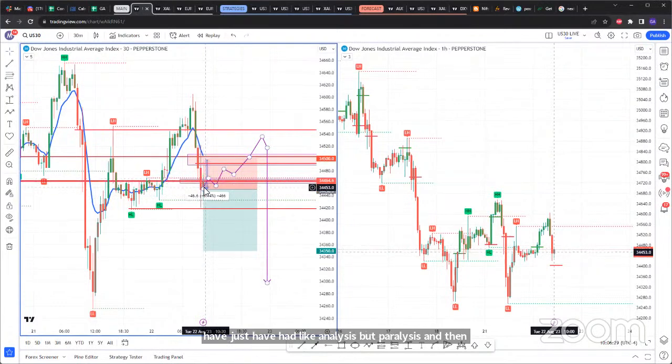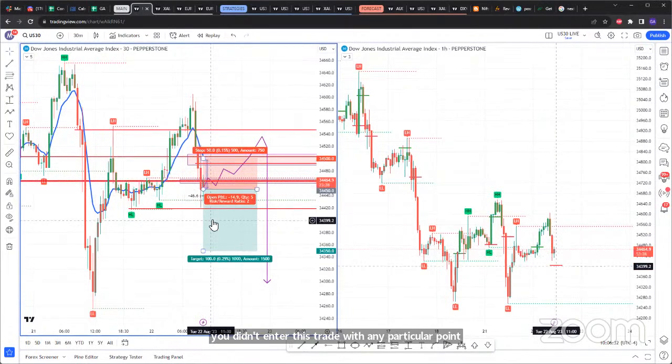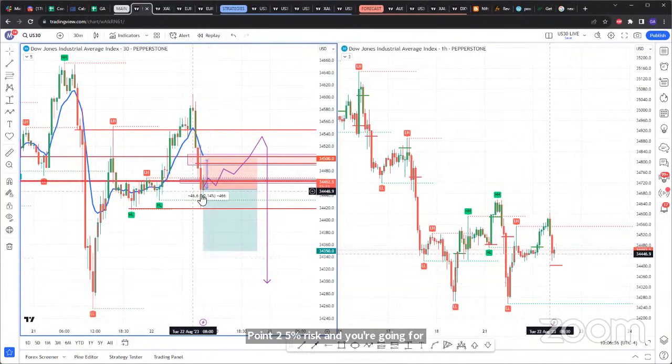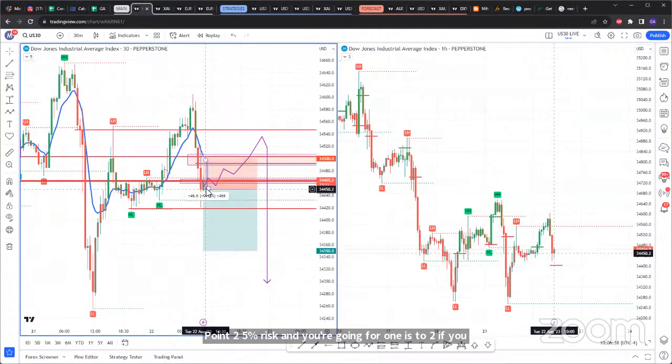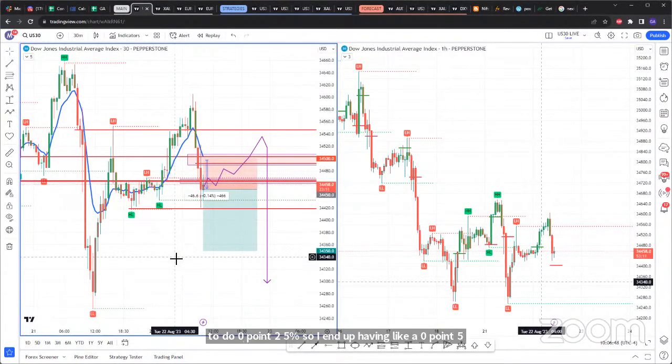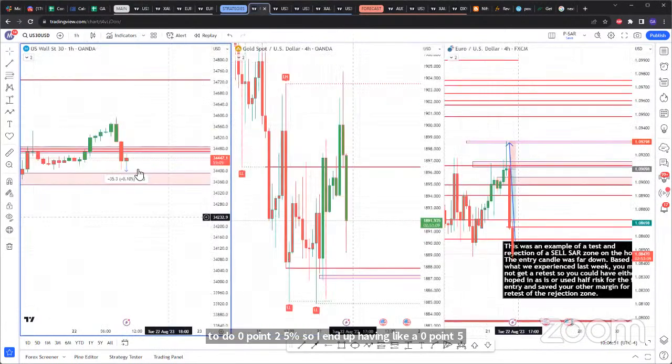Since you're using 0.25% risk and you're going for a 1:2, if you win, it's 0.5%. So sure, if you had gone for 0.5% risk and the trade won, you could have gained 1%, but you didn't do that. You chose, like for me, I chose to do 0.25%. So I end up having a 0.5 gain, if that's the case.